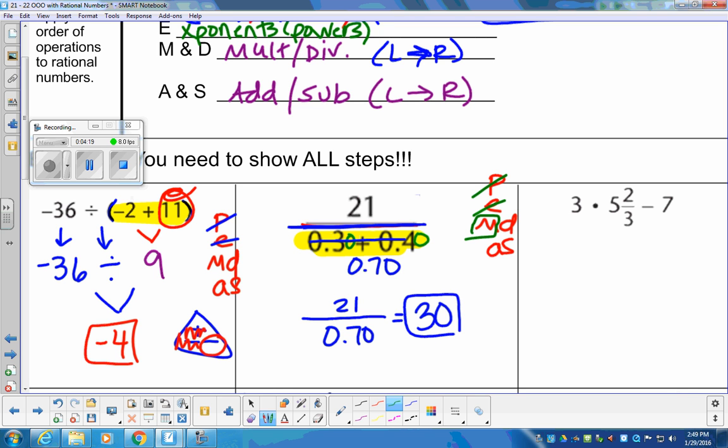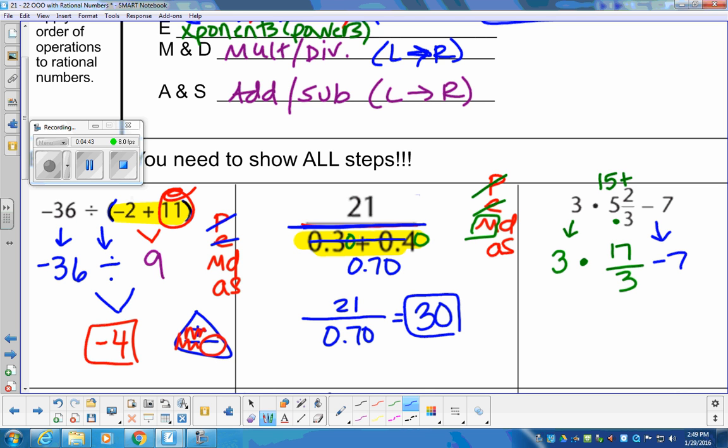So before we do this problem, we're going to say if I haven't used it, drag it down. Let's drag that 3 down. And we're going to convert this mixed number to an improper fraction. So we're going to multiply these two. 3 times 5 is 15. And we're going to add that numerator. 15 plus 2 is 17. And the denominator is 3. Then we have, if I haven't used it, I drag it down, -7.